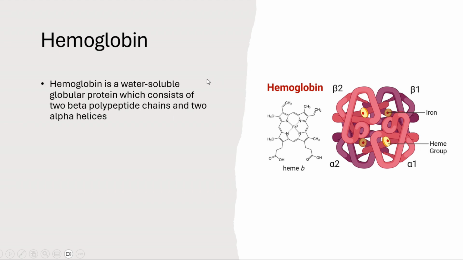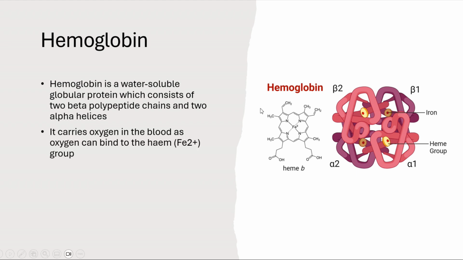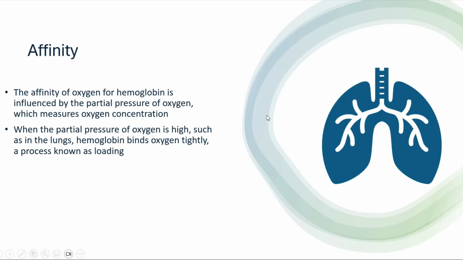Okay, cool. Hemoglobin is a water-soluble globular protein which consists of two beta polypeptide chains and two alpha helices. So it has two alpha, two beta chains, four chains in total, and it's also got a prosthetic group, the heme group, which contains iron. It carries oxygen in blood as oxygen combines to the heme group, the Fe2+ group. Each molecule can carry four oxygen molecules, because you've got four heme groups.